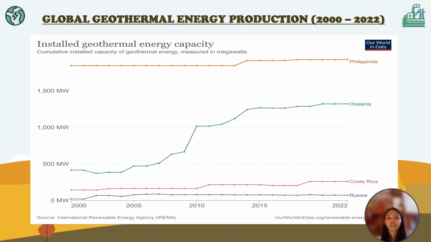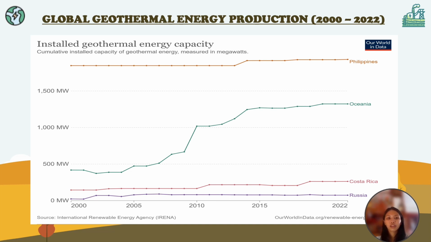Second is Costa Rica. It has demonstrated a consistent commitment to geothermal energy over the years, and the data may show an upward trend in geothermal energy production, reflecting the country's emphasis on renewable energy sources. The country's investment in this energy source aligns with its environmental goals and efforts to reduce carbon emissions. And third, for Costa Rica, it is above the Russia line.